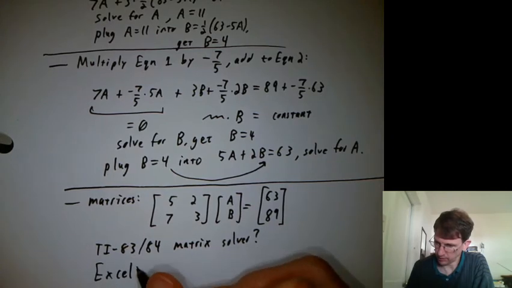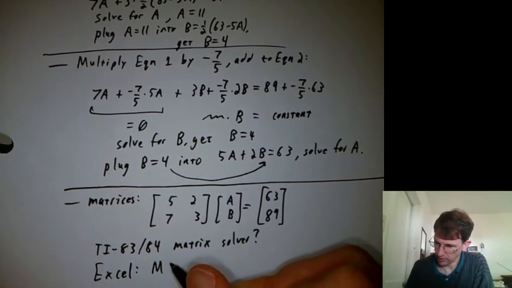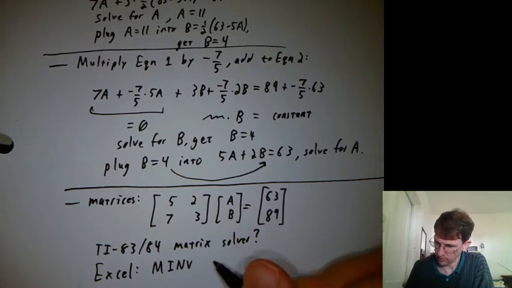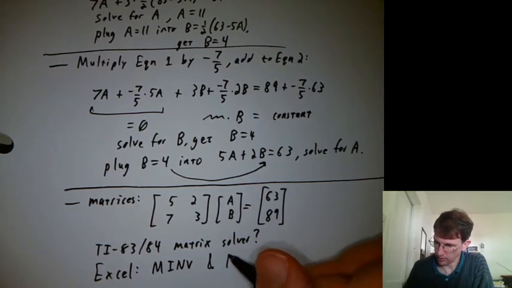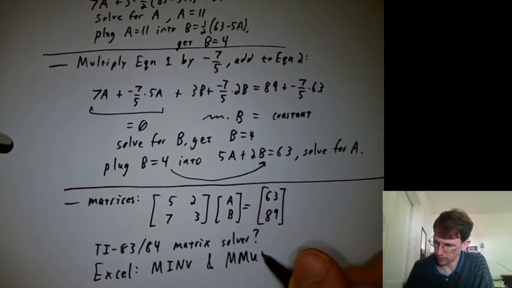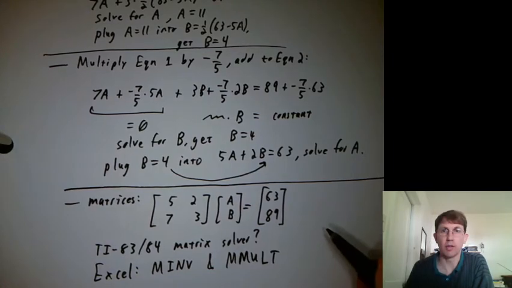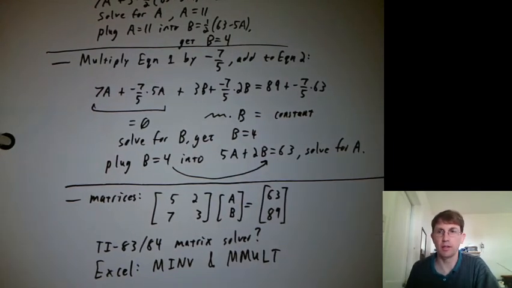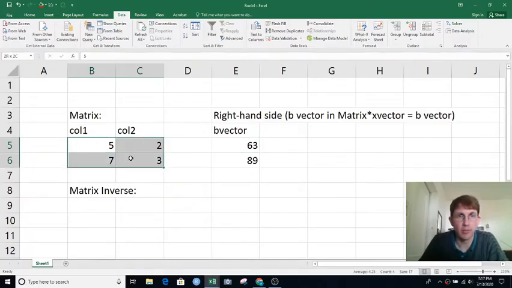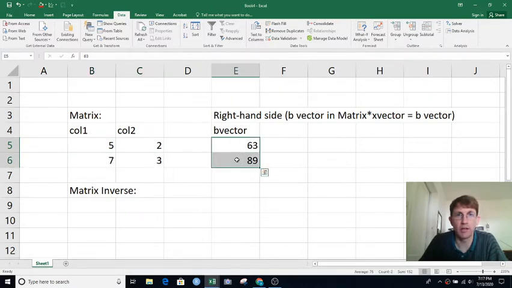You can solve it in Excel using something called MINV for matrix inverse, and MMULT for matrix multiply. Let's show that. Here we are in Excel. I've got my matrix that I'm multiplying stuff by. I've got my right-hand side. I don't have a matrix of the A and the B, capital A, capital B, but I'll show you where that comes up in a sec.